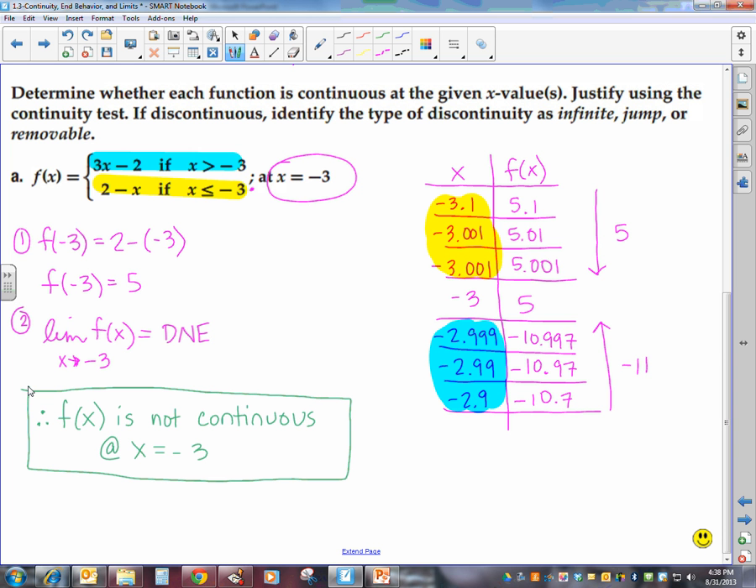Okay, they also asked us to identify the type of discontinuity. So hopefully you can see neither of these numbers is approaching infinity, so it's not going to be infinity. And remember, removable was if they both approached the same number. So that leaves us with this being an example of jump discontinuity. I can't spell. Discontinuity.